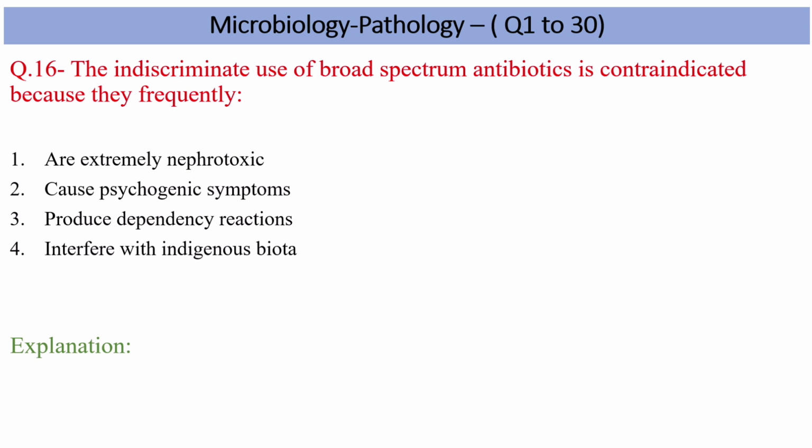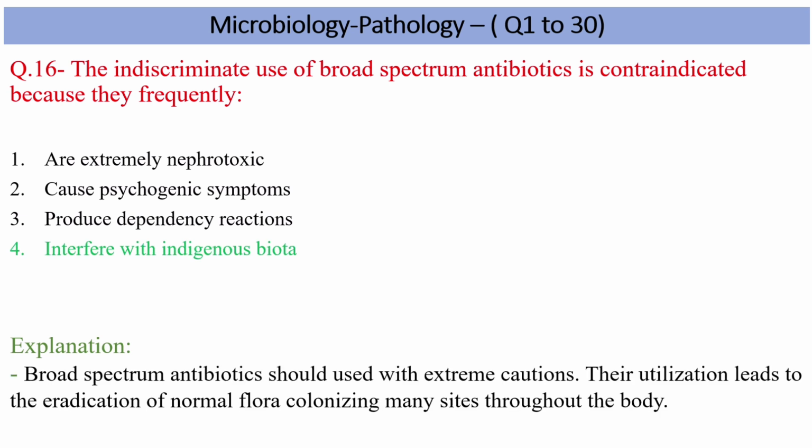The indiscriminate use of broad-spectrum antibiotics is contraindicated because they frequently are extremely nephrotoxic, cause psychogenic symptoms, produce dependency reactions, interfere with indigenous biota. Correct option is interfere with indigenous biota. Broad-spectrum antibiotics should be used with extreme caution. Their utilization leads to the eradication of normal flora, colonizing many sites throughout the body.